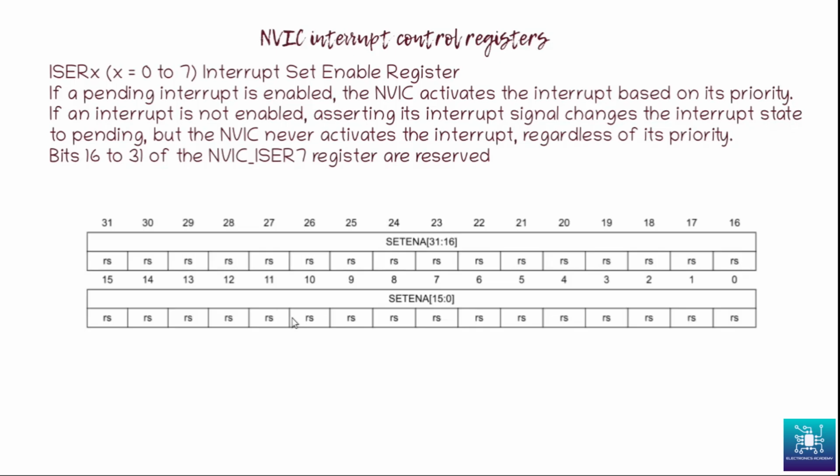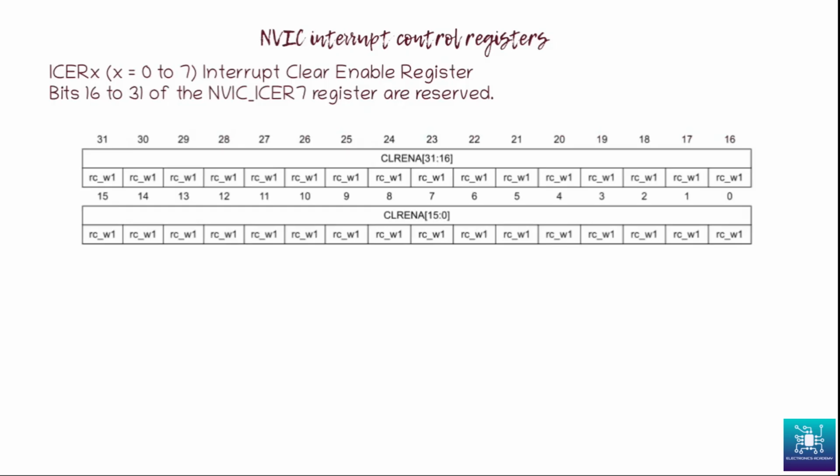Suppose there is a pending signal for an interrupt, and the interrupt is not enabled here, then that interrupt is not picked up for execution. That is, that interrupt is not activated even if it's a high priority interrupt. The next set of registers that you have, again 8 registers, is the interrupt clear enable register. These are used to disable the interrupt.